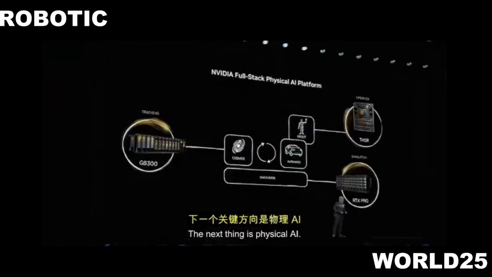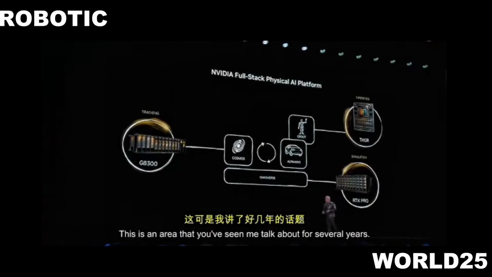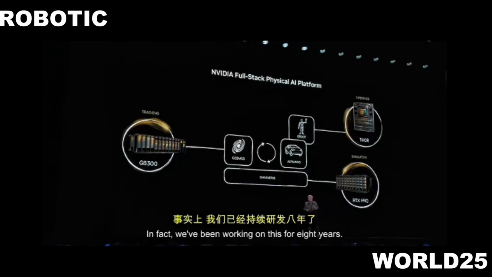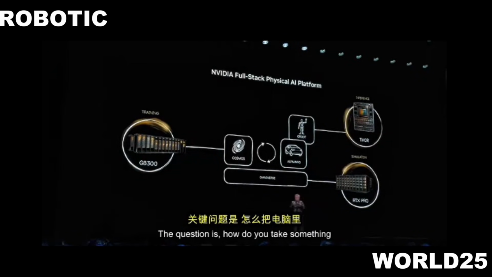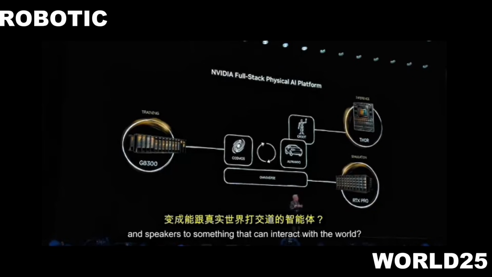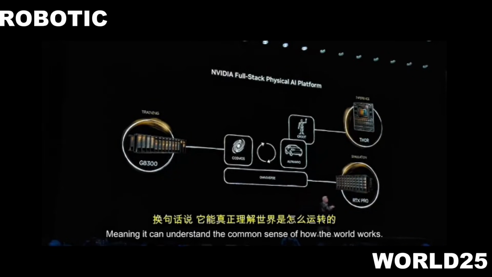The next thing is physical AI. This is an area that you've seen me talk about for several years. In fact, we've been working on this for 8 years. The question is, how do you take something that is intelligent inside a computer and interacts with you with screens and speakers to something that can interact with the world, meaning it can understand the common sense of how the world works.